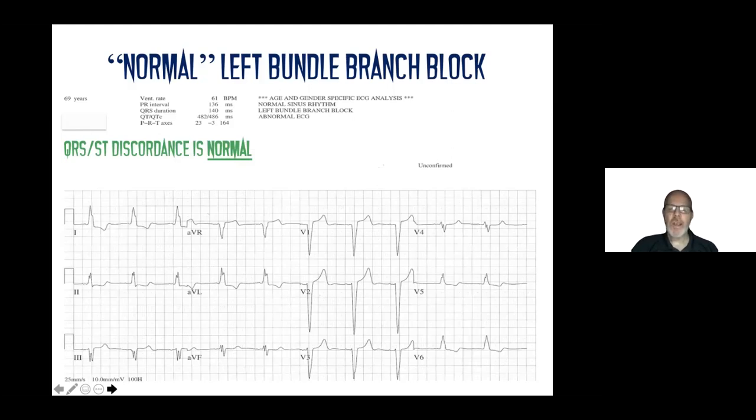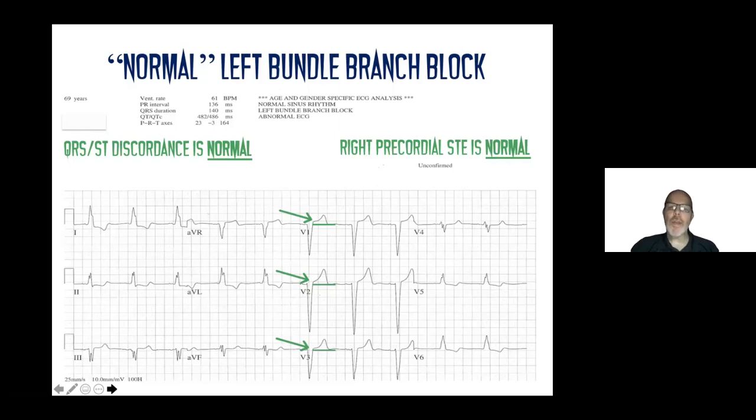The QRSs and the ST segments should be going in opposite directions. Whereas with a right bundle branch block, you had some ST depression in V1, V2, and V3, with a left bundle branch block, you would expect to see ST elevation in those three leads. And this is what has created the problem in the past. A left bundle branch block normally has ST elevation.